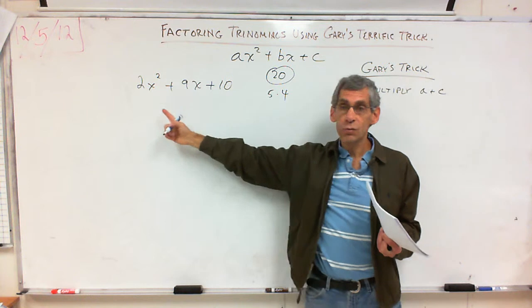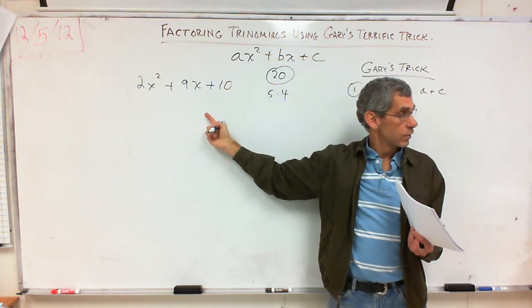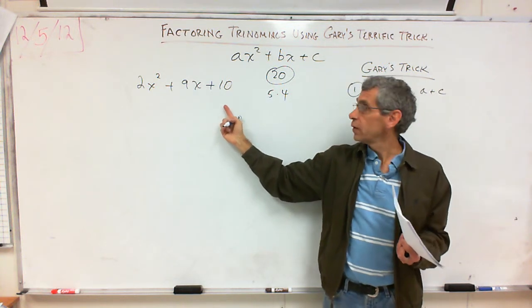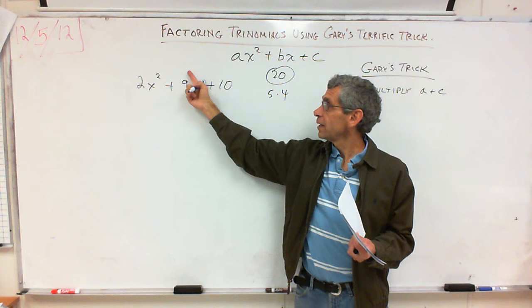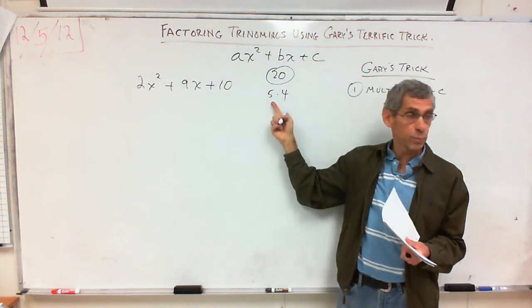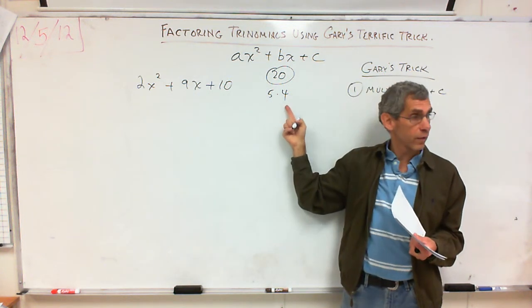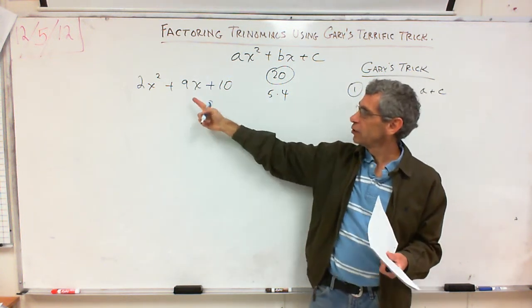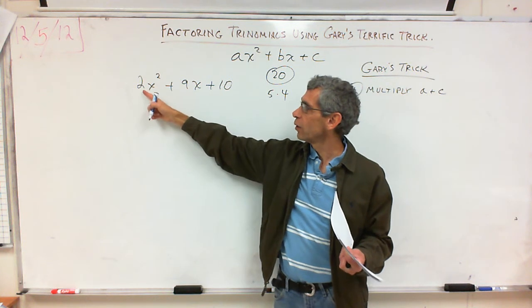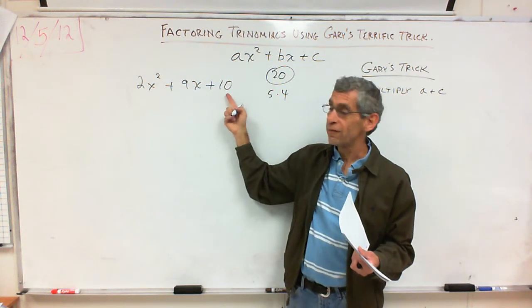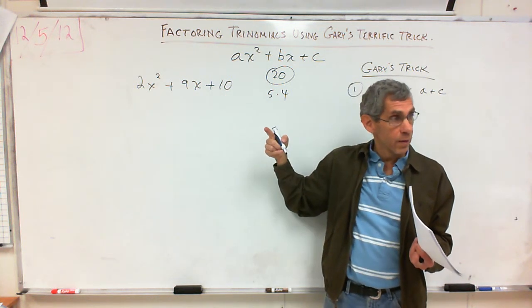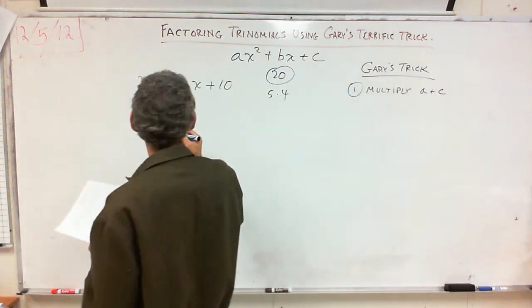Okay, so now this is the key. I am now going to rewrite this. Instead of having 9x here, I'm going to split it up into 5x and 4x. Or in this case, I might choose 4x and 5x because I see 4 would go really well with the 2 and 5 would go really well with the 10. But it works either way. I'll show you.